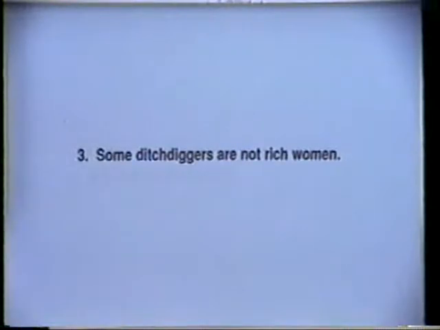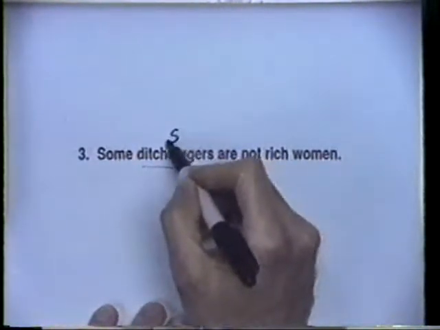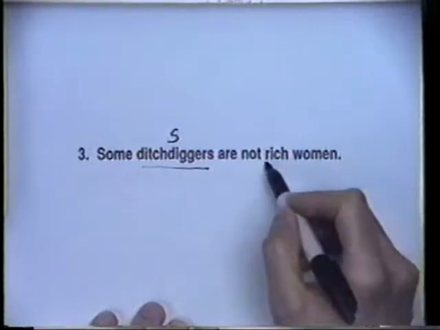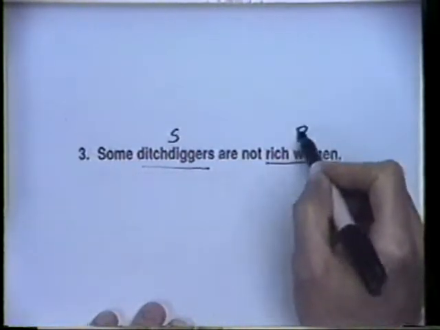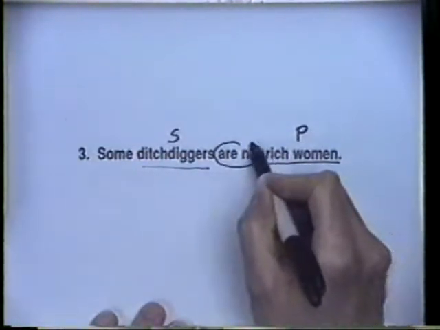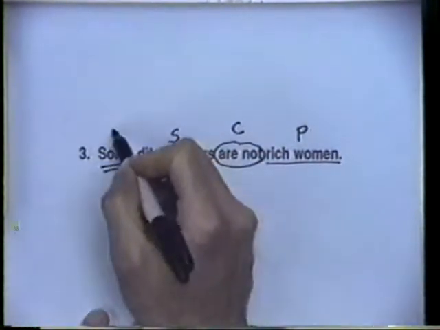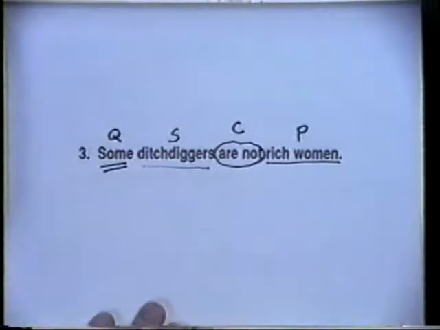All right, number 3. Some ditch diggers are not rich women. Ditch diggers is the subject term. Rich women is the predicate term. Here the copula is the negative, are not. The are not connects the subject, ditch diggers, to the predicate term, rich women. And once more, the quantifier is some, and the sentence then tells us only about some of the members of the category ditch diggers.